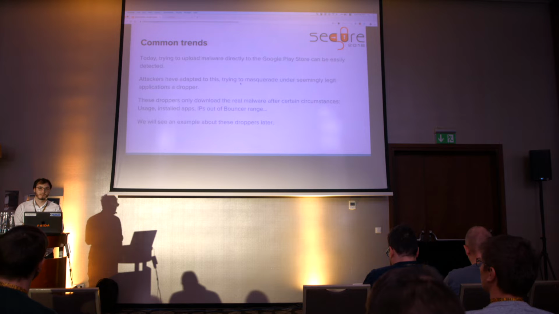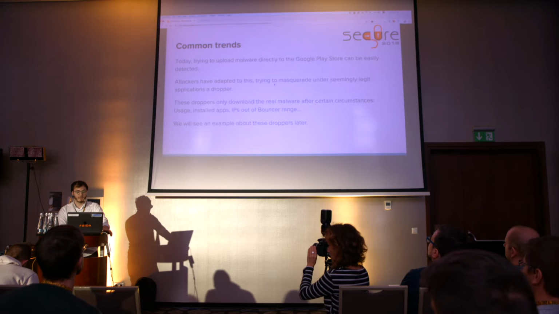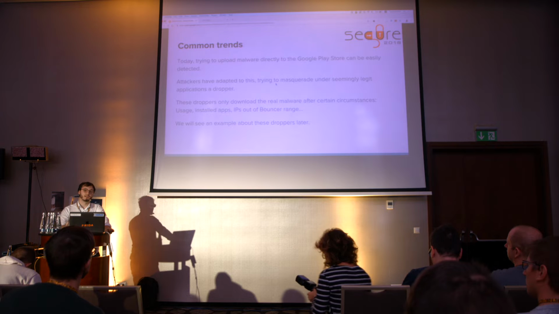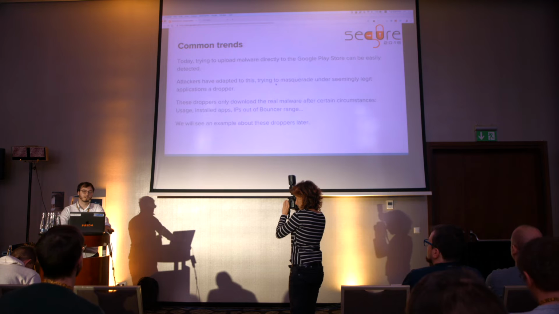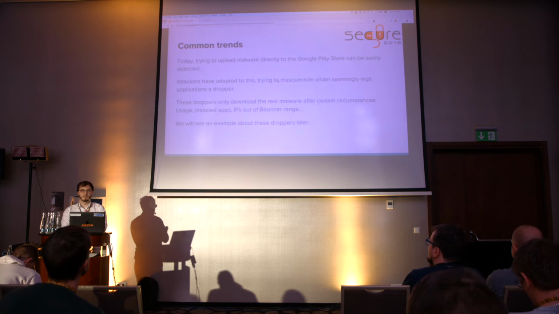This way they can actually get behind the bouncer, which is the sandboxing Google is running before approving applications. And after certain circumstances, these droppers will trigger, and they will get the real payload. And due to these certain circumstances, which could be installed applications, features enabled, or usage time or IP addresses, it won't really get the payload. And I will explain how already seen droppers actually work and how the decision tree works before executing the real payload.